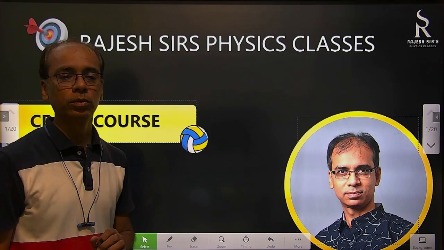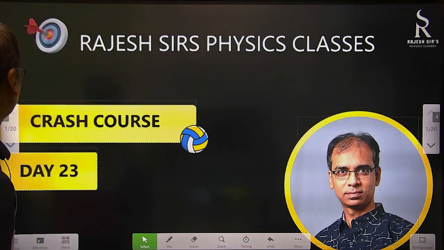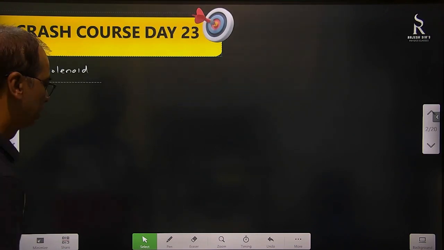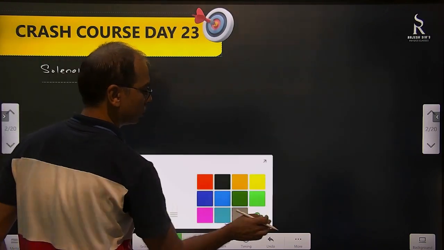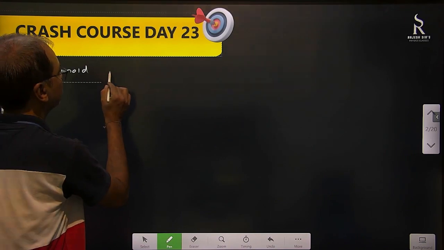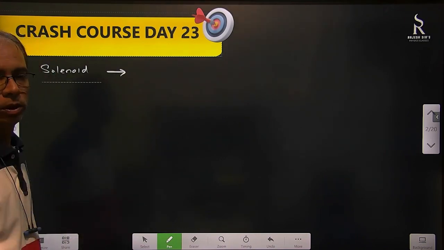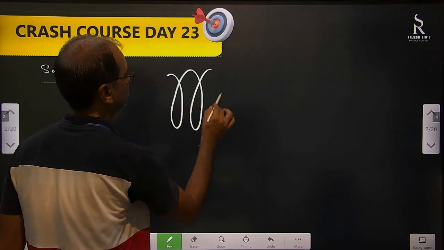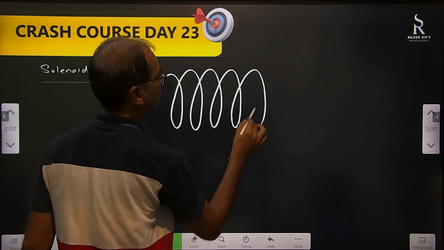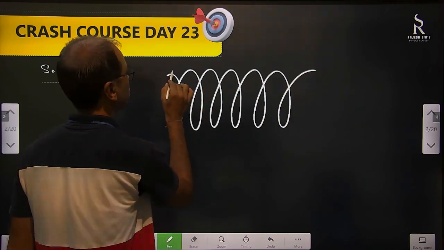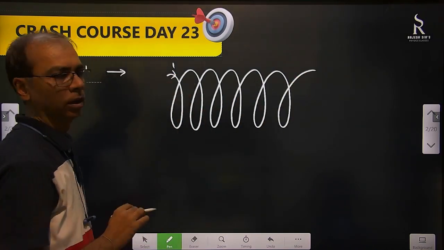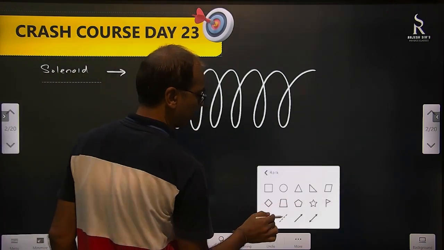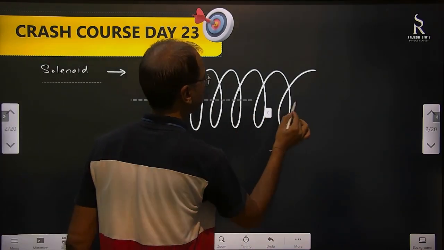Now what we have to do? We have to find out magnetic field due to solenoid. So we'll start from solenoid now. What is solenoid basically? Now we all know what a solenoid is, but still we can say that it's basically a coil like this in which current flows, and because of current there will be magnetic field along its axis. You'll be finding magnetic field along its axis.